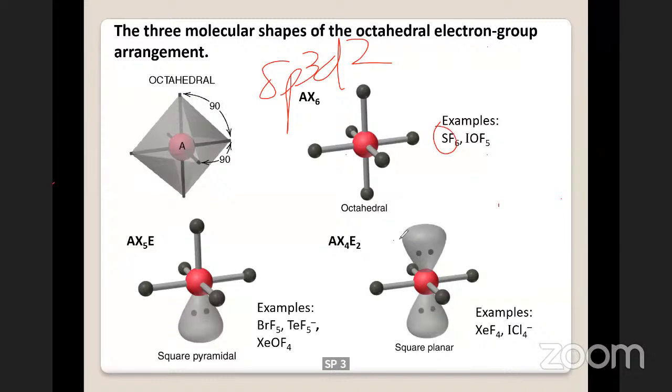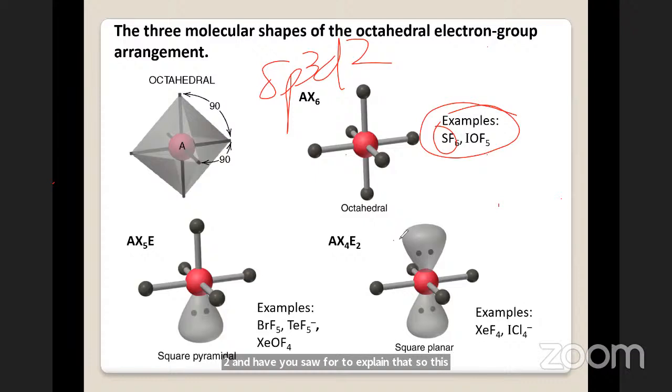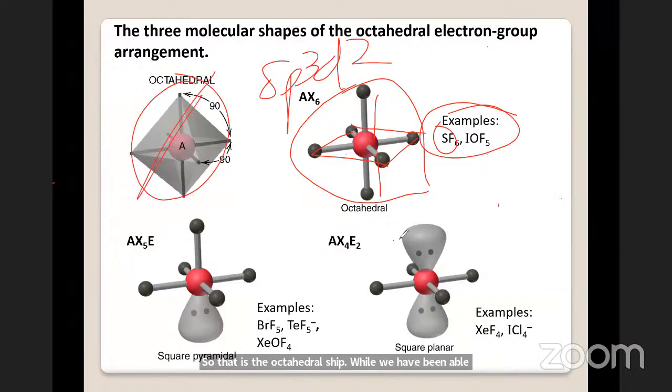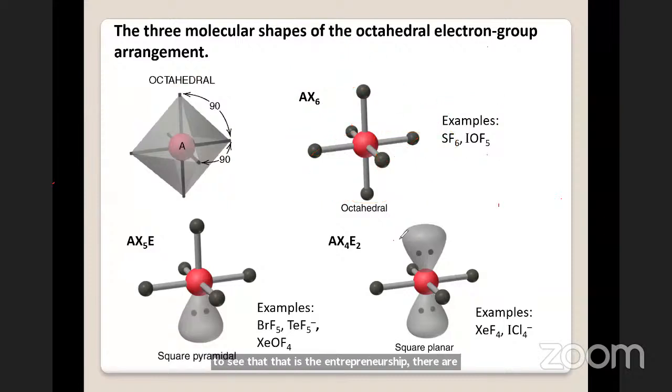And I've used sulfur to explain that. So these molecules are sp3d2, and this is the shape of sp3d2, octahedral shape. You have a square at the center, and you have the angle that goes up and down. So that is the octahedral shape. While we have been able to see that that is the octahedral shape, there is also distortion.